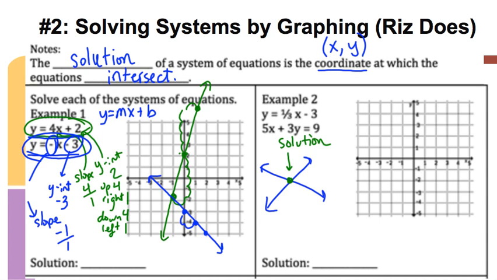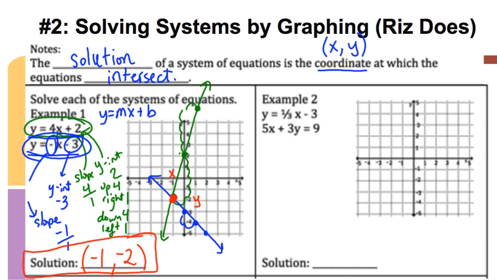Now it's asking me for the solution. Where do these two lines cross? That's right here. What you want to be careful of is you want to put your x value first and then your y value. So it's going to be negative 1, comma, negative 2. Alright, and that would be your final answer. That is the solution, the point at which both of those lines intersect.